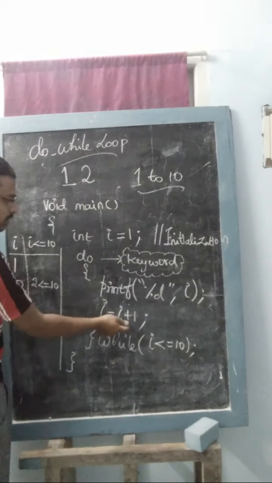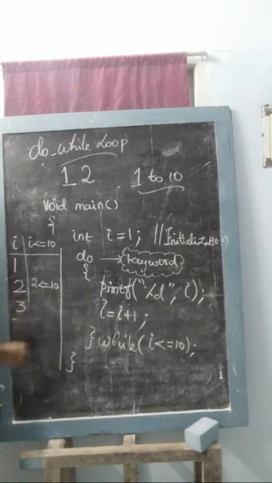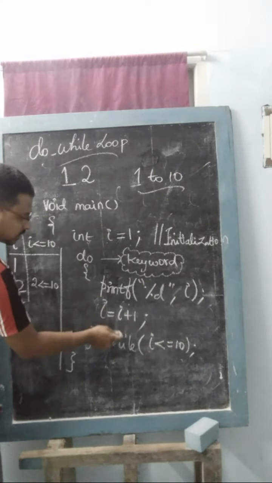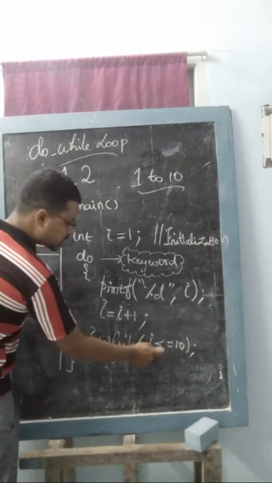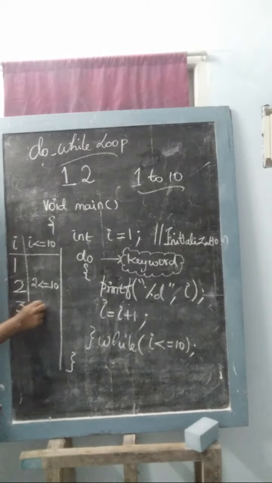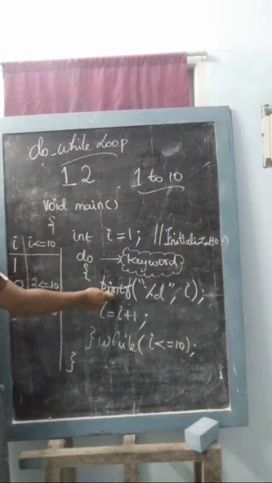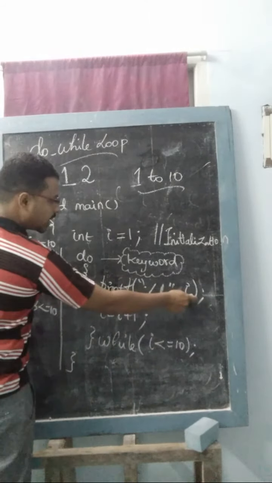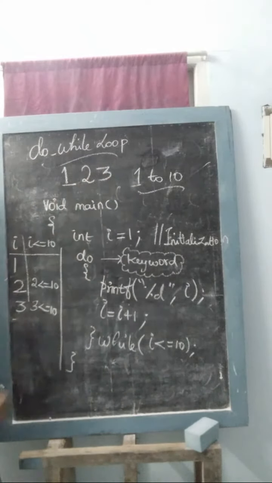And then I will be incremented by 1. So that means it is 3. And then after the incrementation, the while condition will be executed: 3 less than or equal to 10. The condition will again come here. What to do now? We need to print the I value. What is the I value? 3. 3 will be printed.